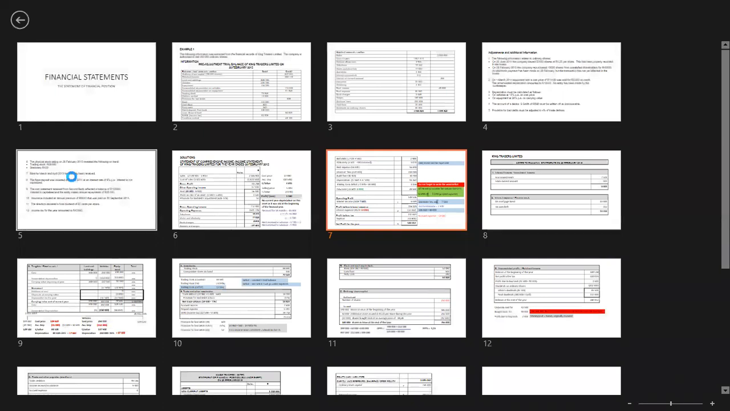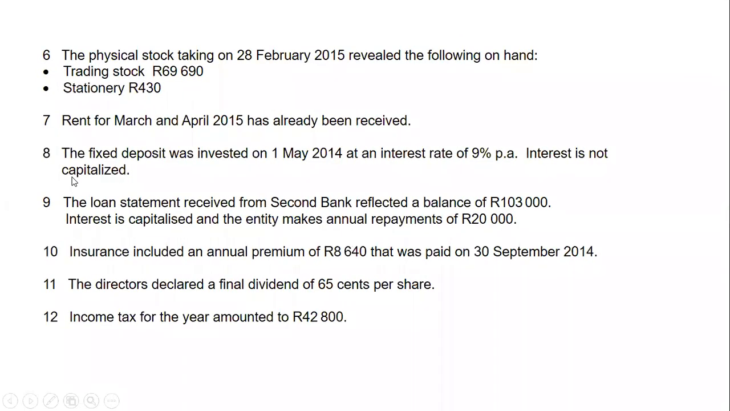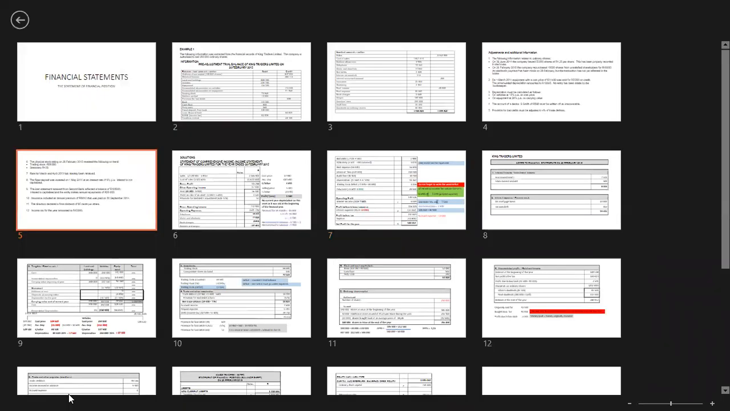Okay, I'm done with that transaction. Let me go to the next transaction. What does the next transaction say? It says rent for March and April 2015 has already been received. And that obviously will go to the statement of comprehensive income, and will go under income.